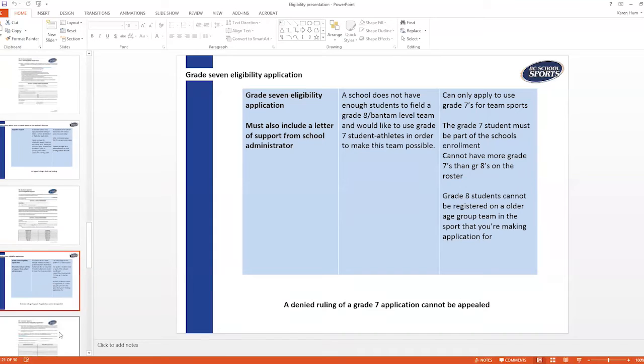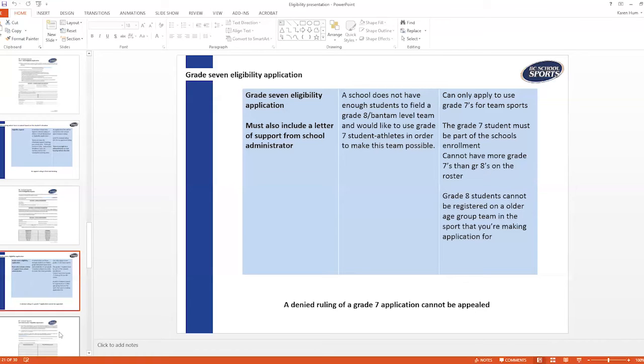We're going to go on to grade 7 eligibility application. So a school that doesn't have enough grade 8 students to field a bantam team, and they have grade 7s as part of their school enrollment, can apply for grade 7s to play. There's a lot of rules around the use of grade 7s. So you can only use grade 7s if you're not using your grade 8s to play on a higher age team. You can't have more grade 7s on a team than you can grade 8s. And you can't exceed minimum numbers, with the exception of volleyball and basketball.